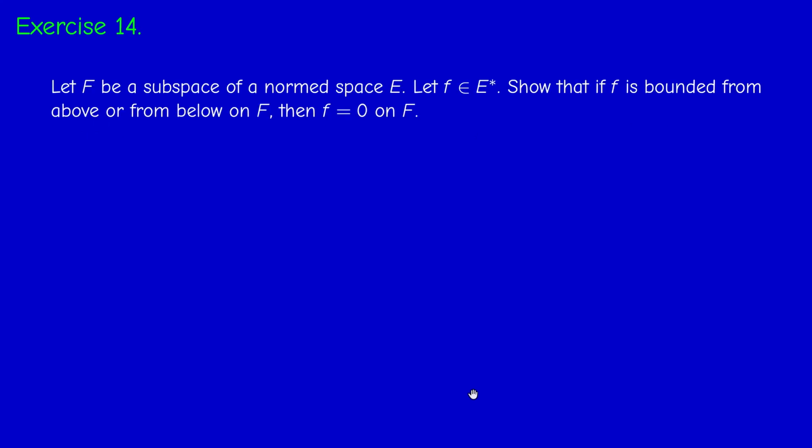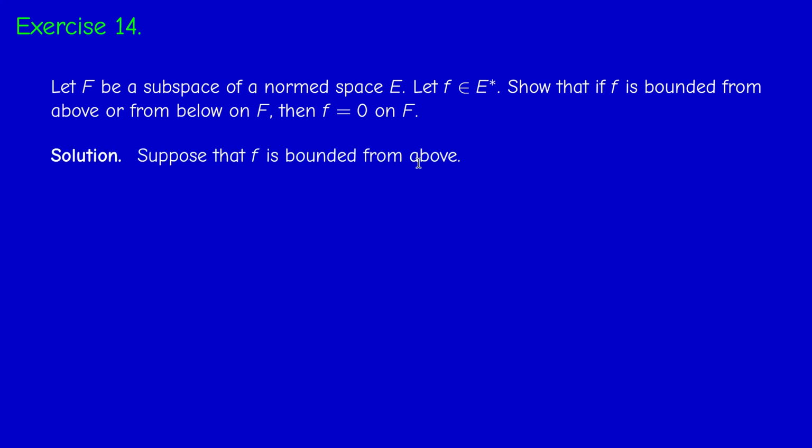Next exercise. We have a subspace capital F of a normed space E, and we have an element f in the dual of E. We have to show that if f is bounded, because f takes real values, if f is bounded from above or from below on the subspace F, then f vanishes. This is again a consequence of the stability of F under multiplication by a scalar.